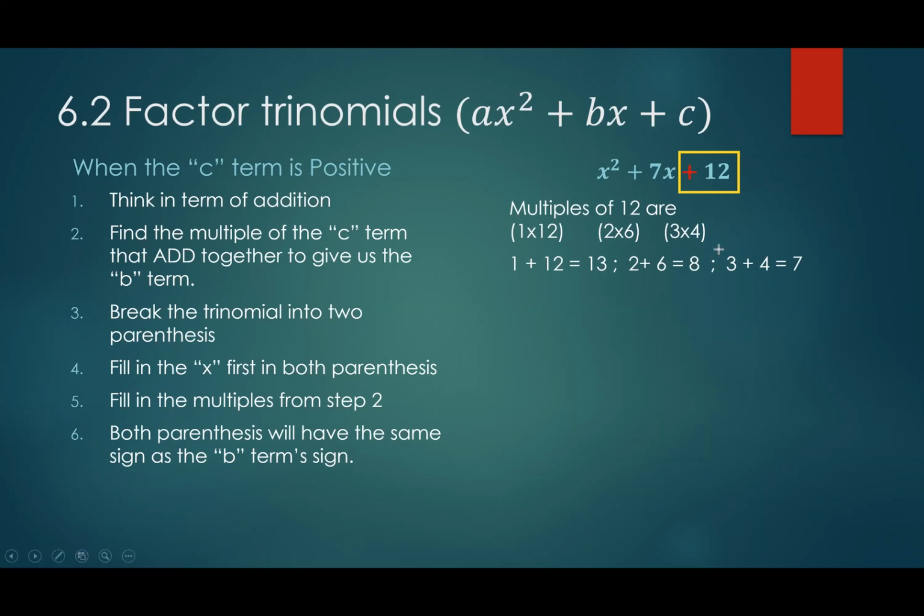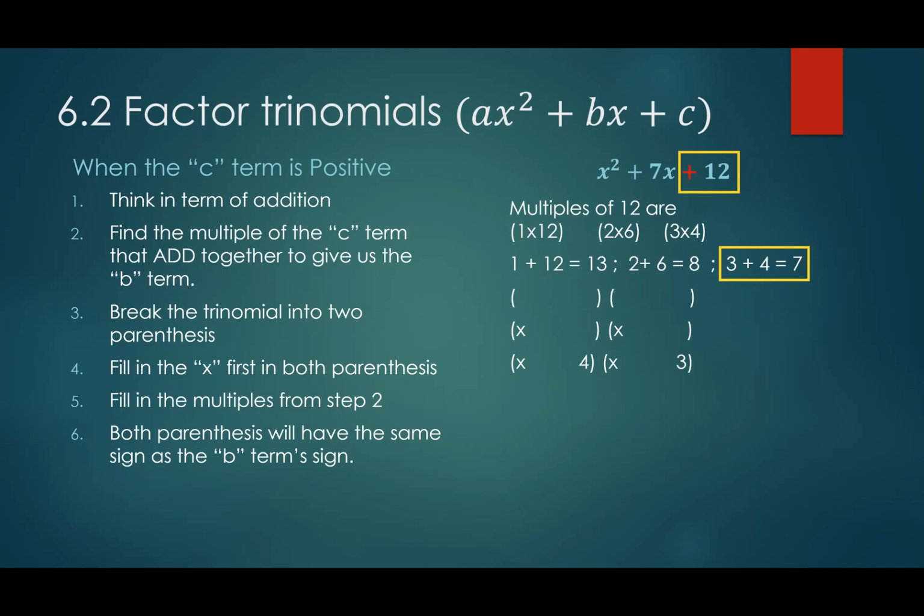We got our multiple. Our multiple is this: 3 times 4 to give me 12, and 3 plus 4 to give me 7. And that, ladies and gentlemen, is the hardest part of this item. Because if you can find the multiple, all we're doing is breaking it into two parentheses. Put in your x and fill in your multiple, my 4 and my 3.